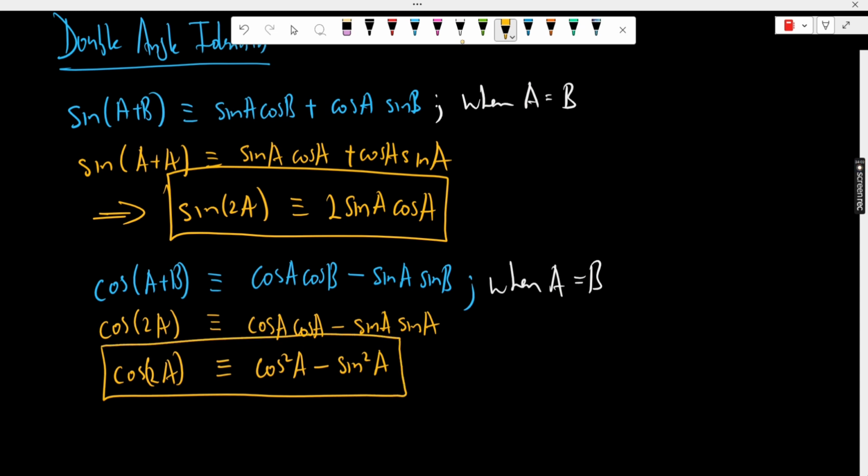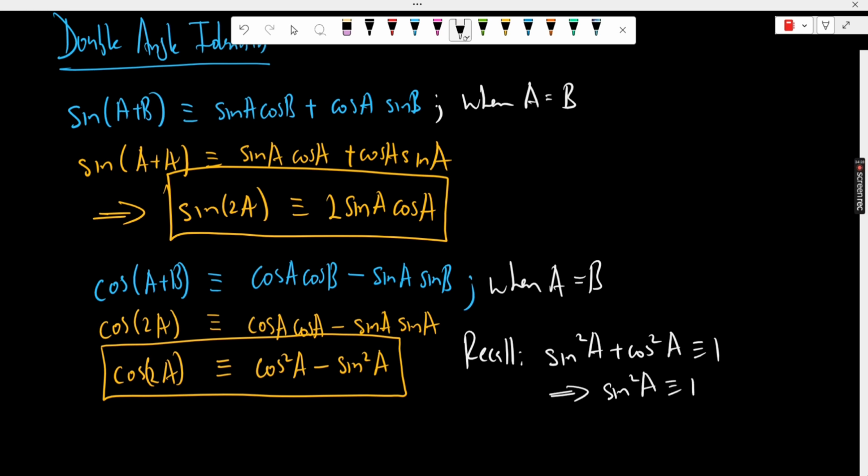But there are two other versions that we often see. And how do we arrive at these two other versions? We have to take into consideration our first identity that we proved. So we're going to say, recall that sine squared A plus cos squared A is equivalent to 1. And if that is the case, then this means that sine squared A is equivalent to 1 minus cos squared A, or we can say that cos squared A is equivalent to 1 minus sine squared A.